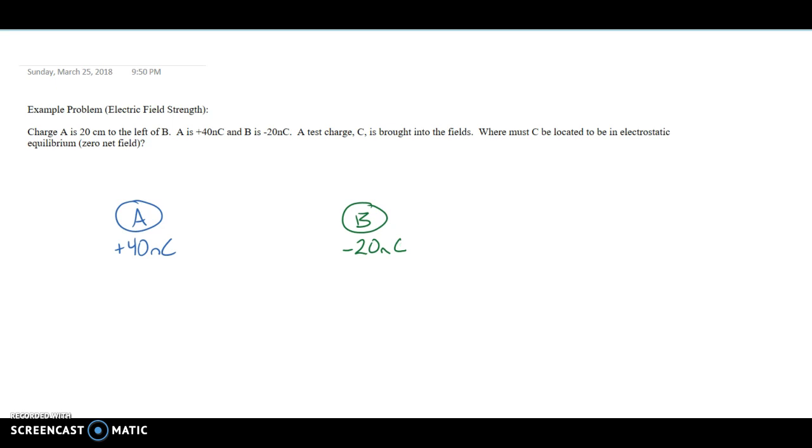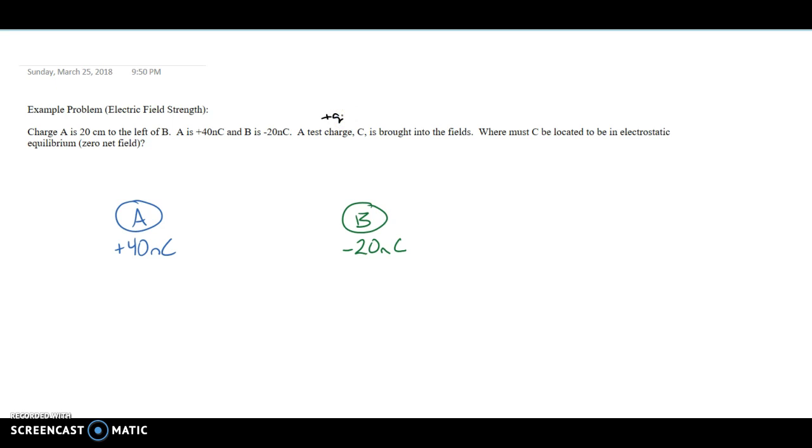And if these were gravity fields, they would be falling towards A and B, but since they're electric fields, this charge C is either going to get repelled or attracted to A or repelled or attracted to B, depending on its charge. They don't tell you anything about C. We don't know if C is positive or negative, and it really doesn't matter in this case, but we'll typically assume the test charge is a positive charge, positive Q, or we can call it positive C.